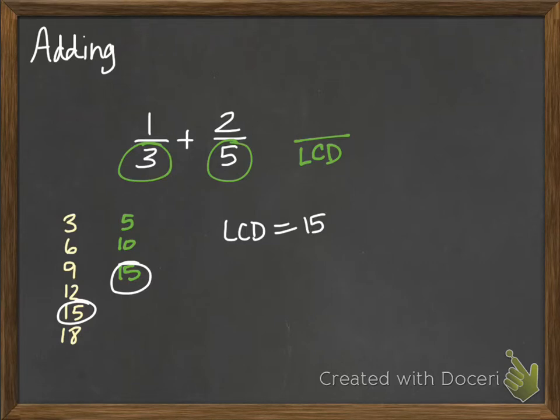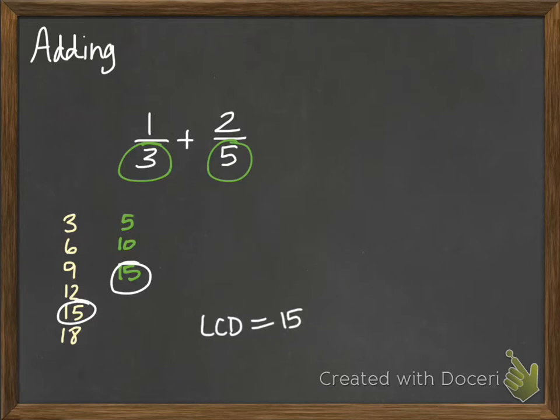So the next thing I want to do, let me get rid of this so it's out of the way, is convert these to that. I don't want it to still be 1 over 3. I want it to be something over 15. So just looking at the 3, I need to know what I multiply that by to get 15. 15 divided by 3 is 5. So I need to multiply by 5.